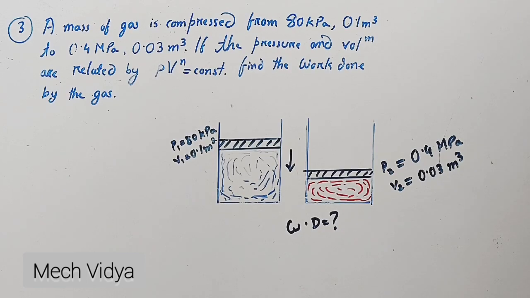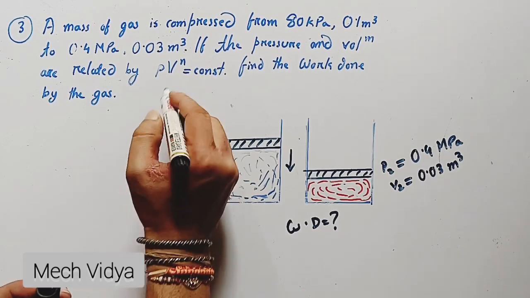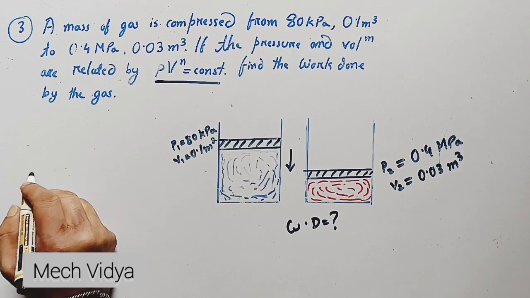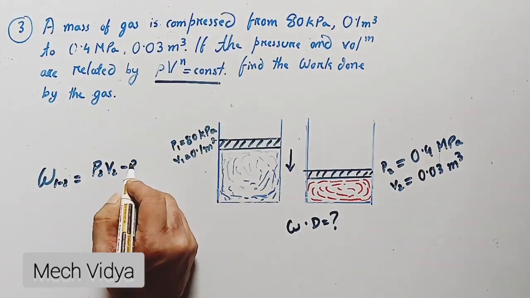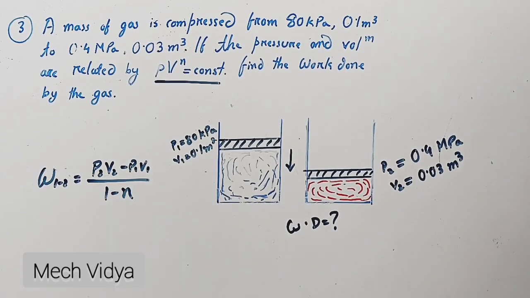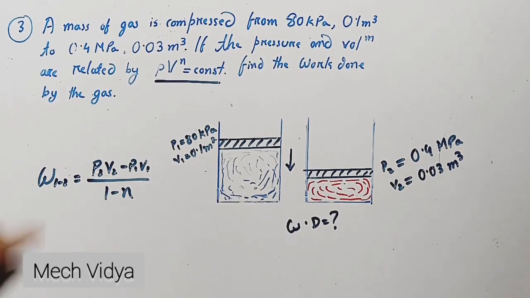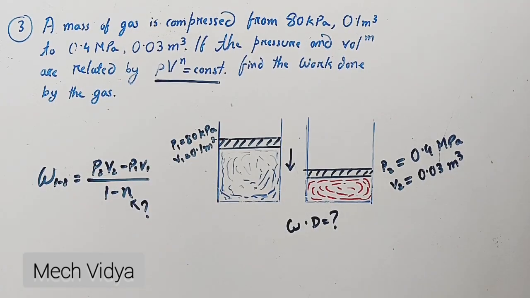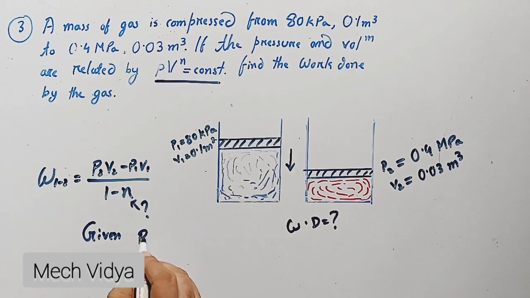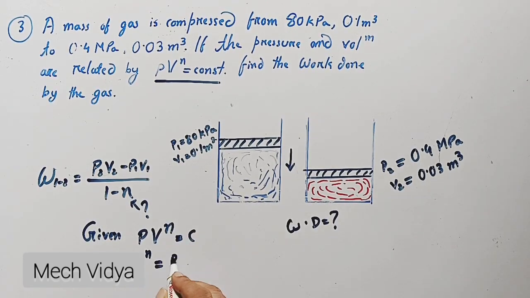To find out the work done we have to see what is the pressure and volume relation. It is PV to the power n is equal to constant, which is a polytropic process. So for a polytropic process we know the formula is P2 V2 minus P1 V1 divided by 1 minus n. Now the n is not known here. So first we have to find out the value of n. So it is given that PV to the power n is equal to constant. So I can write P1 V1 to the power n is equal to P2 V2 to the power n, and so on. So from here we can find out the value of n.